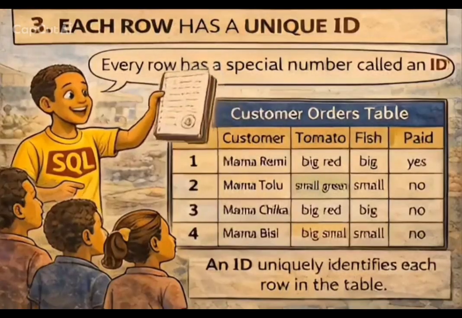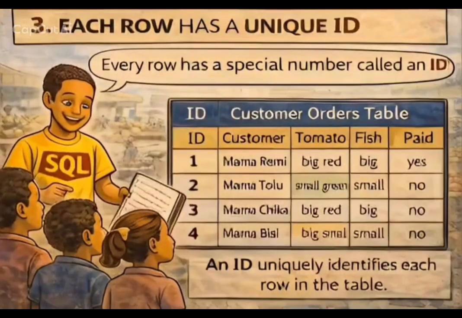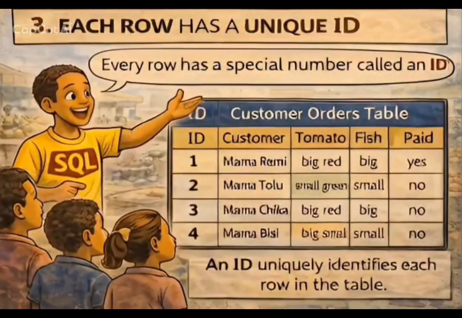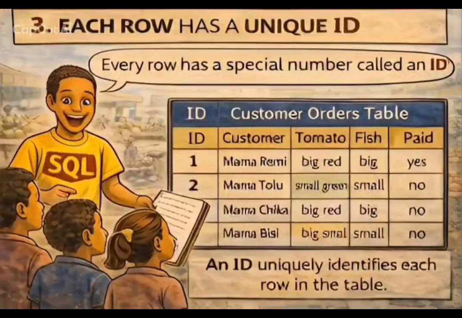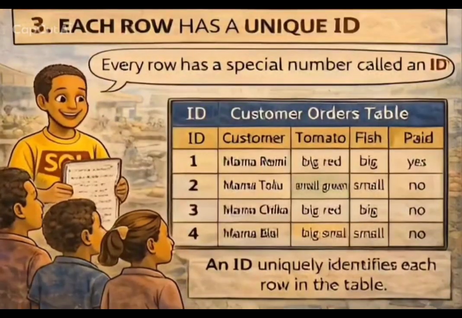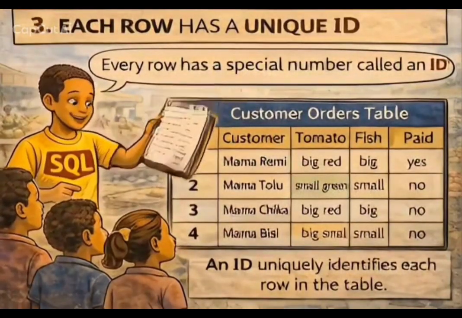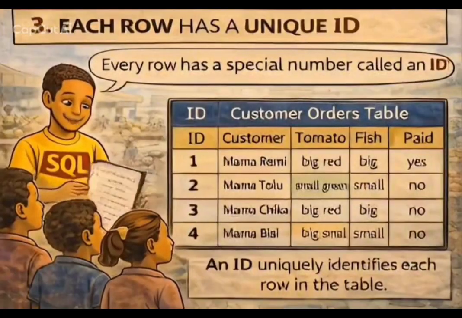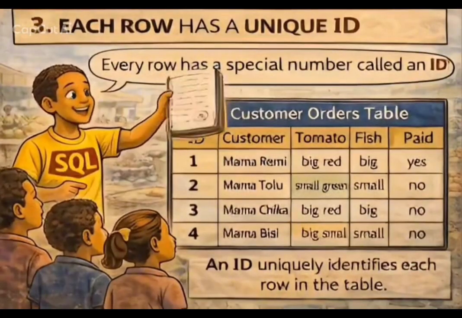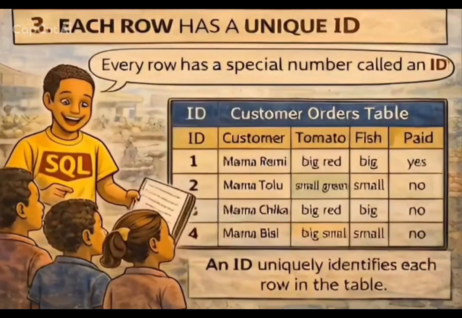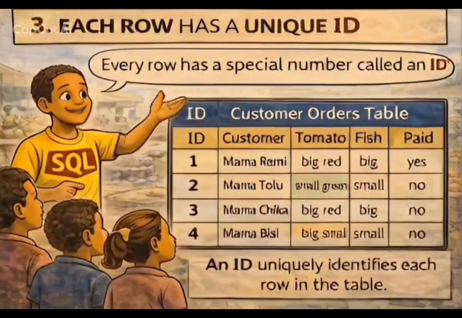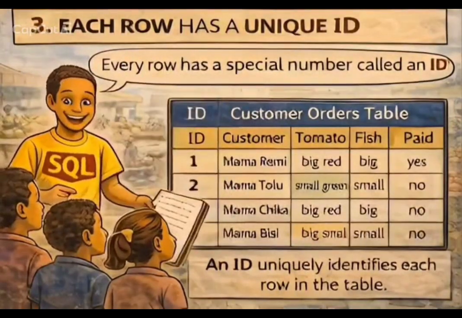Now here is something very important. Every order inside the table has a special number called an ID. The ID helps us identify each order uniquely. Think of it like a tag attached to each order. Even if two customers buy the same tomatoes, their ID numbers will still be different, so we know exactly which order belongs to which customer. That means no two rows share the same ID.